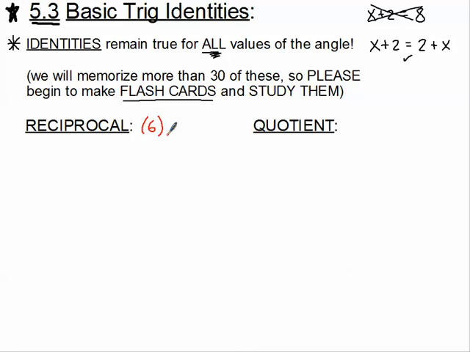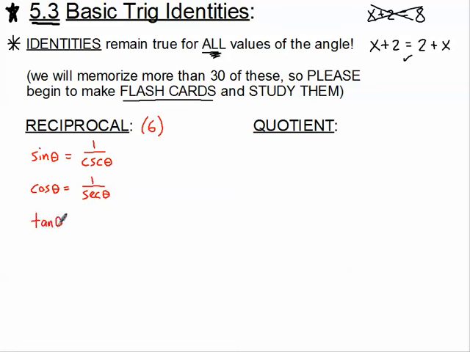So let's look at our first six of the basic trig identities, the reciprocal identities. The reciprocal identities you probably already know. That's why we call them basic. The sine of theta, and I'm just choosing to use theta, you can use an alpha or a beta or even an x, is equal to 1 divided by the cosecant of theta, because sine and cosecant are reciprocals. The cosine of theta is equal to 1 divided by the secant of theta, because cosine and secant are reciprocals.